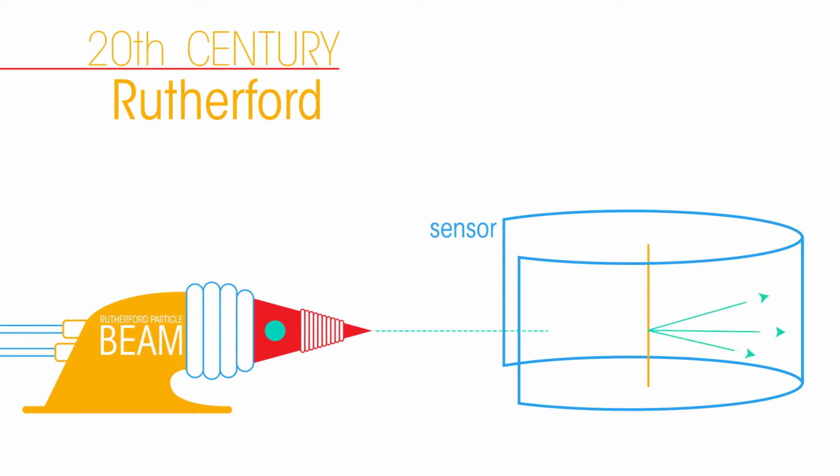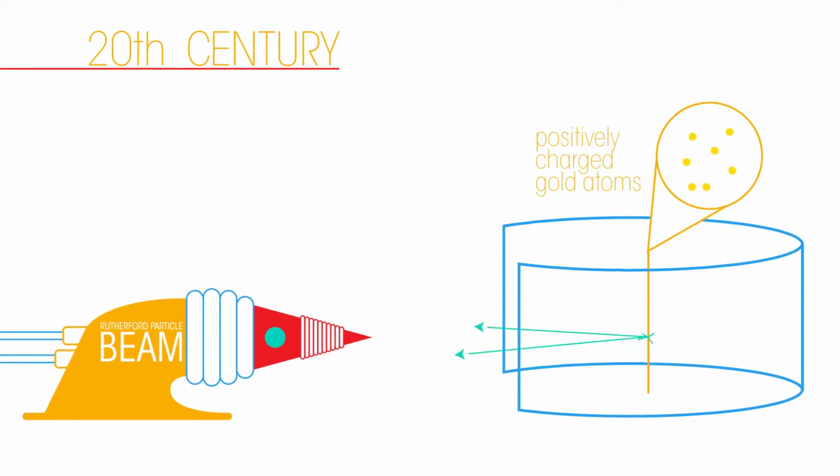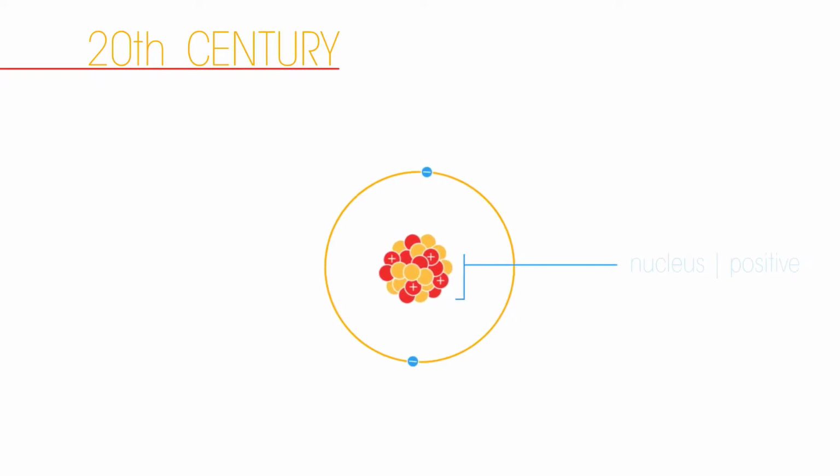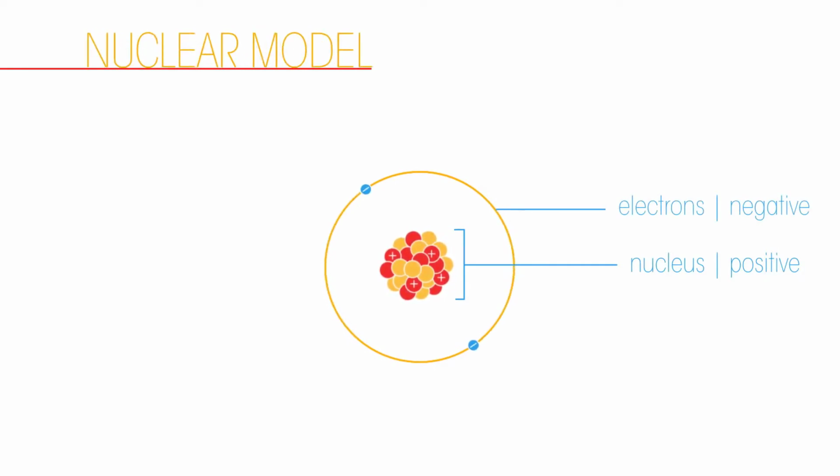However, while some did show this behavior, others emerged at unexpected angles, and some even deflected back to the alpha particle emitter, never passing through the foil. They concluded that the alpha particles were being repelled and deflected by the tiny concentrations of positively charged subatomic particles within the gold atoms which made up the gold foil. Since this discovery, atoms have been described as having a central nucleus of positive charge which is orbited by negatively charged electrons. This is known as the nuclear model of the atom.